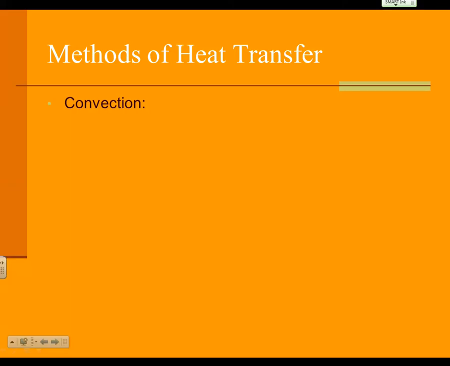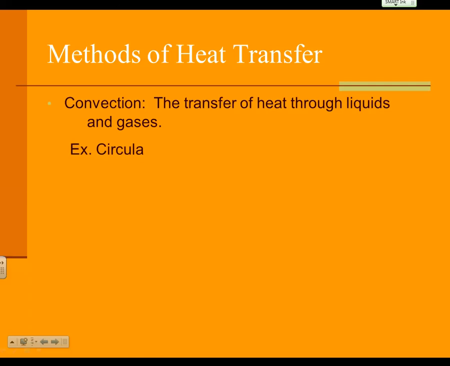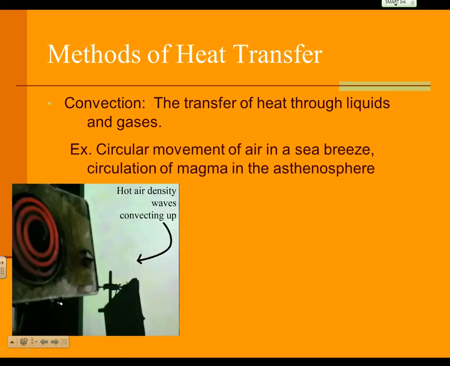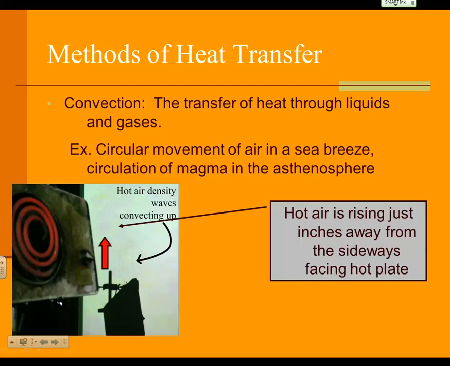Okay, the next method of heat transfer, not with solids, but with liquids and gases, and that's convection. We've talked a lot about convection in this course so far. Circular movements of air and sea breezes, magma in the asthenosphere. You can see in this photograph here, hot air density waves convecting upwards in the direction of that red arrow. And the hot air is rising just inches away from the sideways facing hot plate.